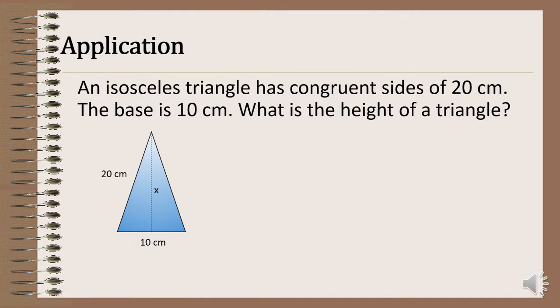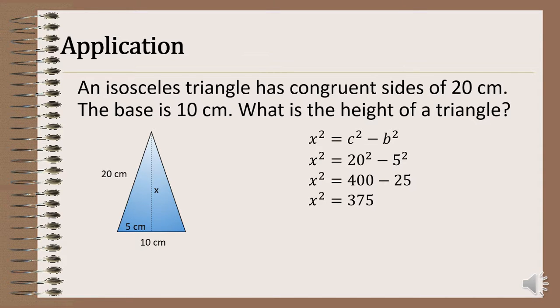As we can see, the base of the isosceles triangle is 10 cm. To solve for x, first, we have to find the base of each right triangle of this isosceles triangle, and that is 5 cm, 10 divided by 2, since there are two right triangles. So we are now ready to solve for x. Again, using the formula x squared equals c squared minus b squared. Substituting, x squared equals 20 squared minus 5 squared. Simplifying, x squared equals 400 minus 25. So x squared equals 375.